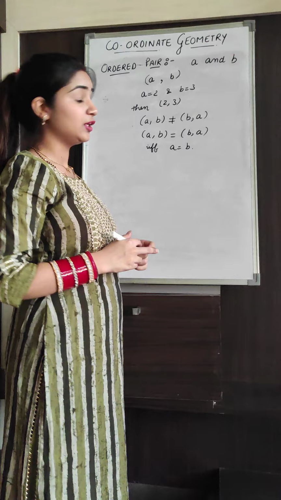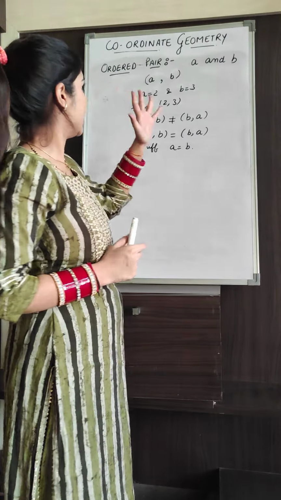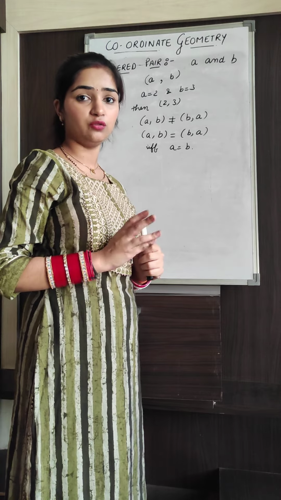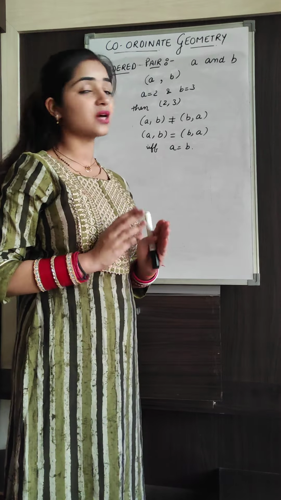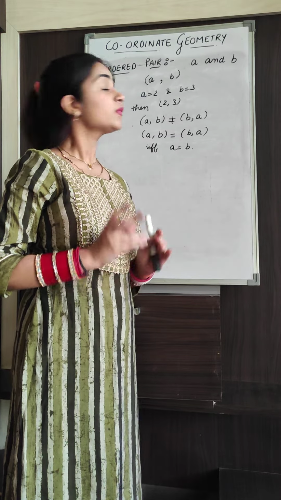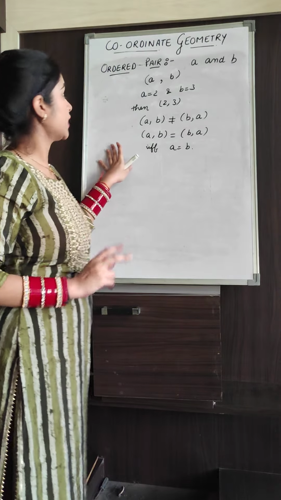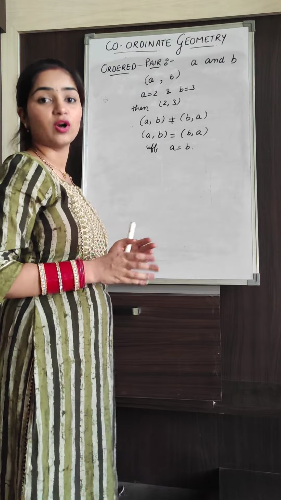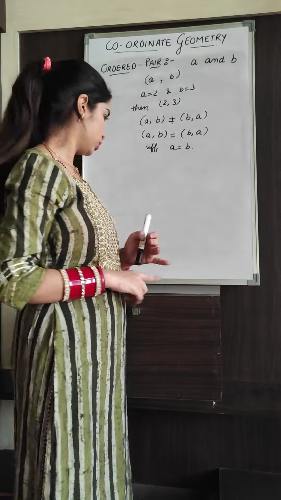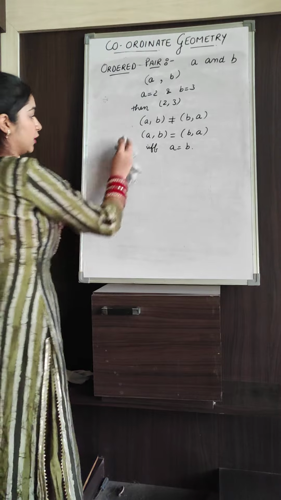Now I am going to tell you the verbal definition of coordinate geometry. Coordinate geometry is that branch of mathematics in which geometrical problems are solved through algebra using the coordinate system. And now I am going to tell you what is coordinate system, what is Cartesian plane, what are coordinate axes and much more. So let us discuss them one by one.